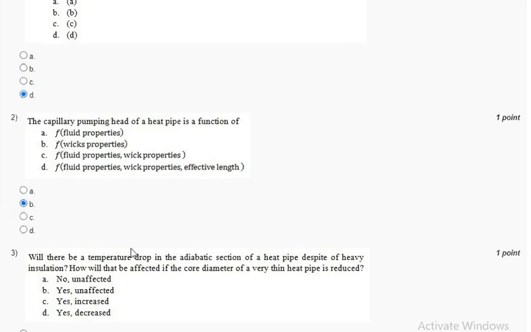Next question, the capillary pumping head of a heat pipe is a function of wick properties. So answer B is correct. It is a function of wick properties.